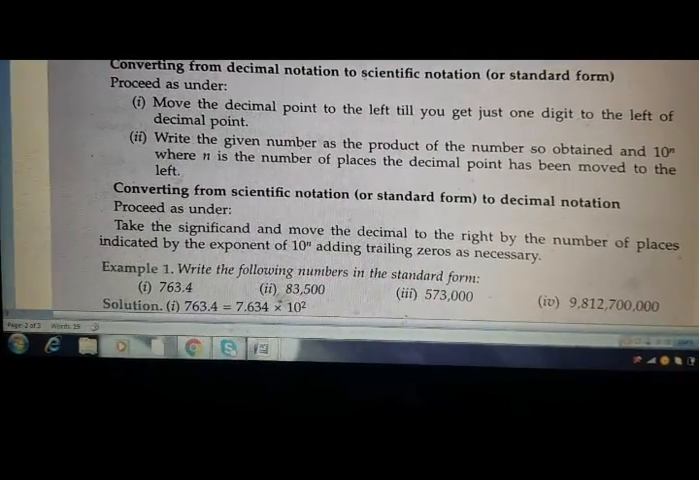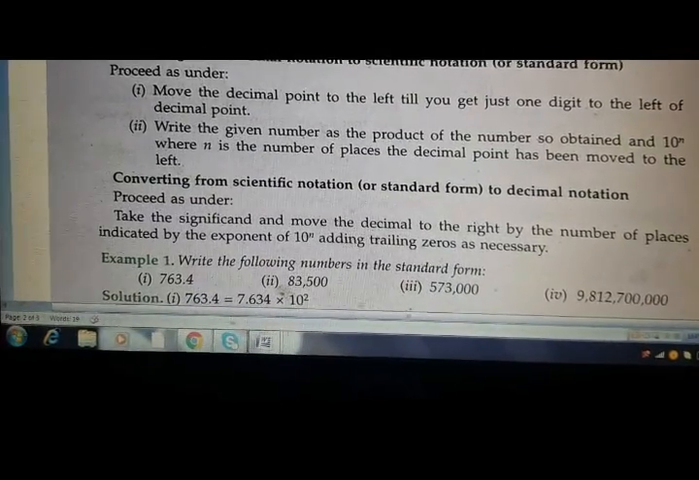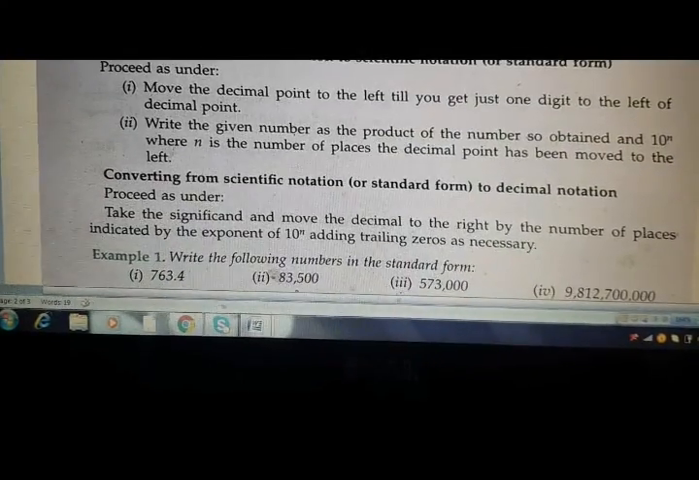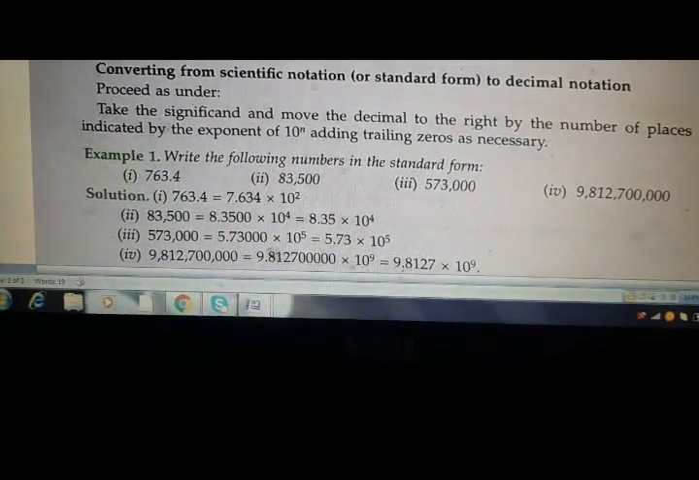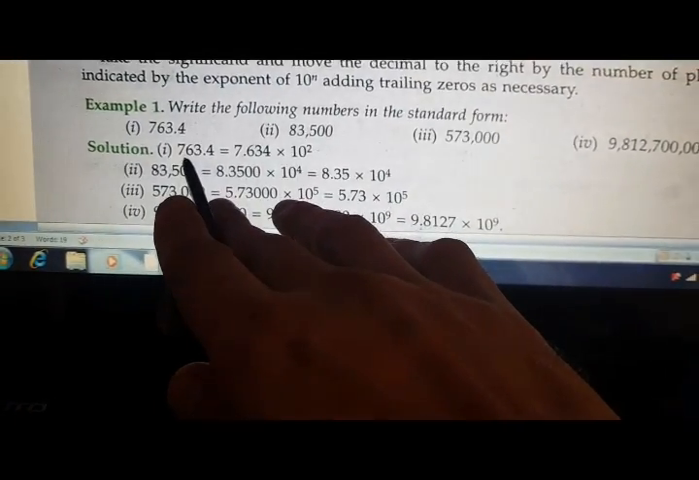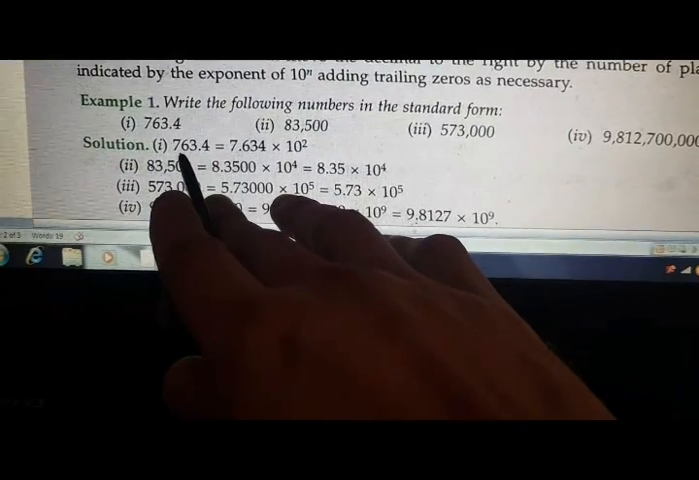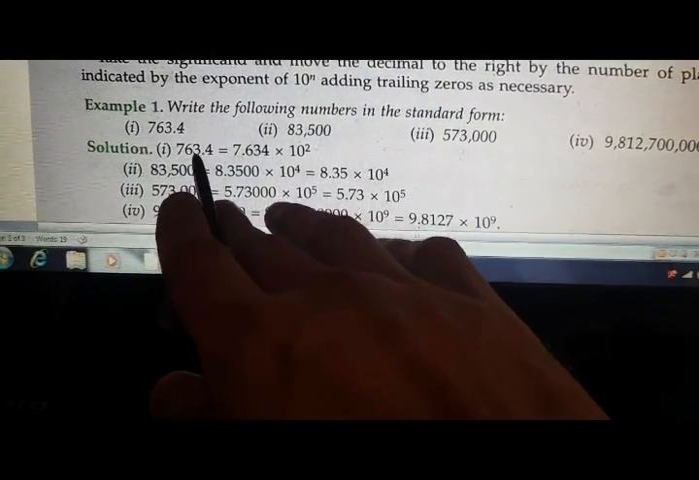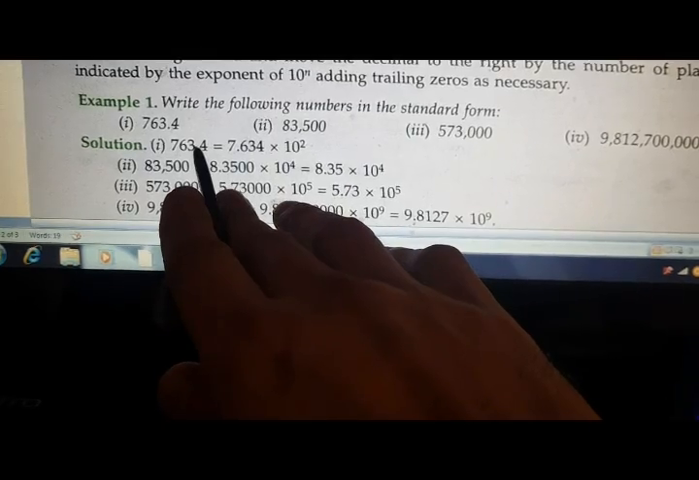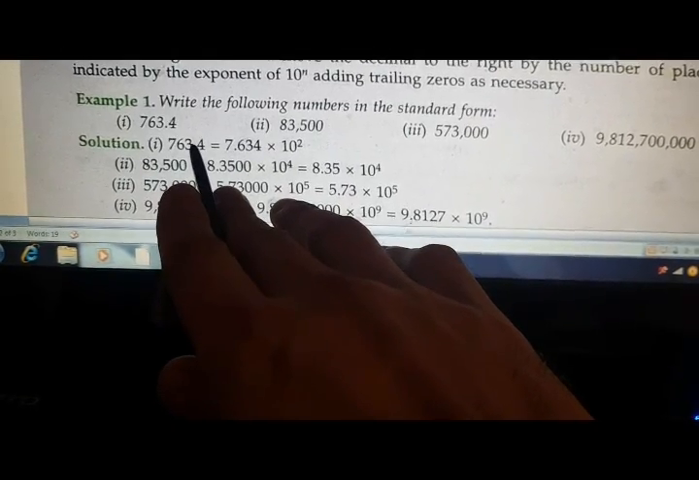So, converting scientific notation or standard form into decimal notation. Let's deal with an example. For example, I have 763.4 here. So that means you have the point here. You have to bring the point here. Your starting point is this and your ending point is this. You have to remember this in such kinds of examples. So you will write 7.634 into 10 to the power 2. Why 2? 1, 2. So 2 places I have, that means the power of 10 will be 2.